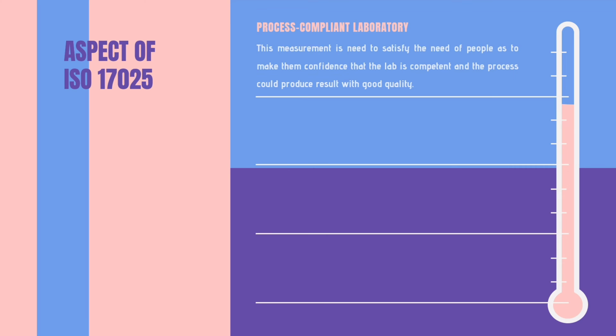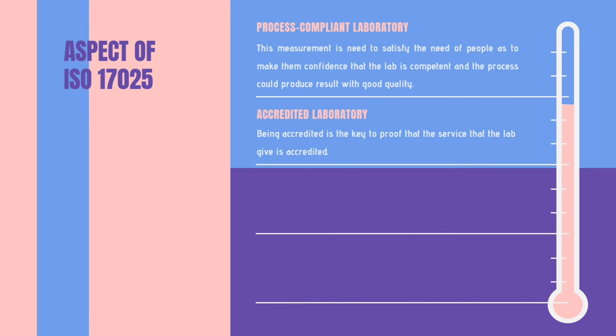Next, the second aspect of ISO 17025 is accredited laboratory. A laboratory that is accredited is one of the keys of proof for the client that the service they will be given is accredited.